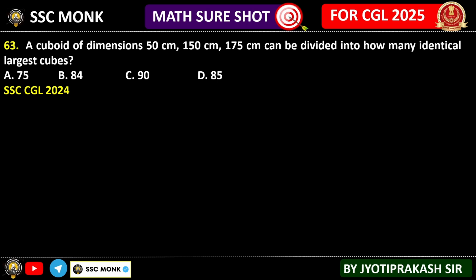Next, a cuboid of dimension 50 centimeter, 150 centimeter, 175 centimeter can be divided into how many identical largest cubes? Now see, cuboid dimension is given, so the volume of cuboid is equal to 50 into 150 into 175. It should be equal to number of cubes into cube volume. That means all sides should be equal. Yes or no? Yes. So this can be written as 25 into 2 into 25 into 6 into 25 into 7. So 25 cube is gone. So what is remaining? 2 into 6, 12 into 7, 84 cubes.